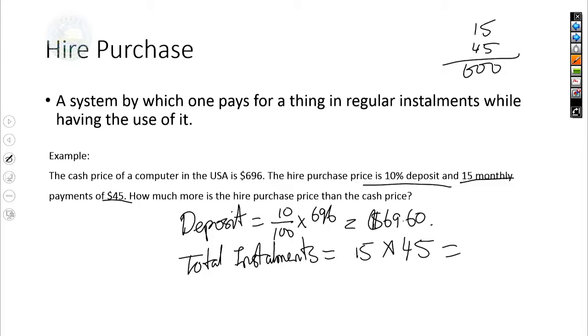So we get 600 there, we get 75 there. That's 675.